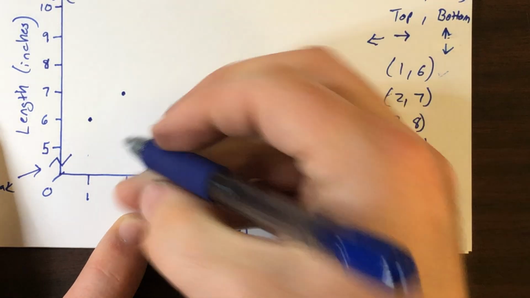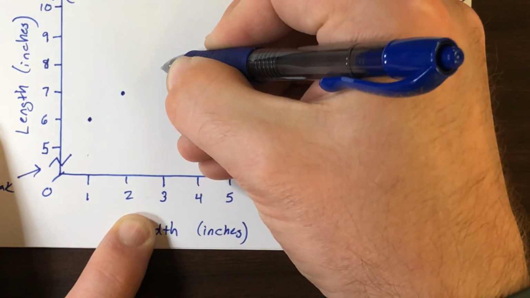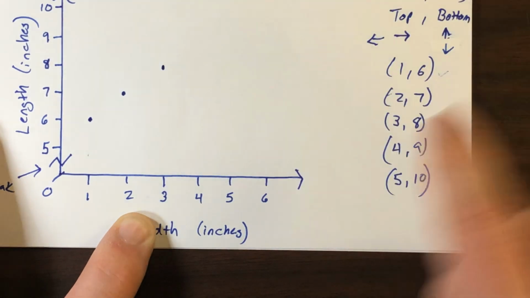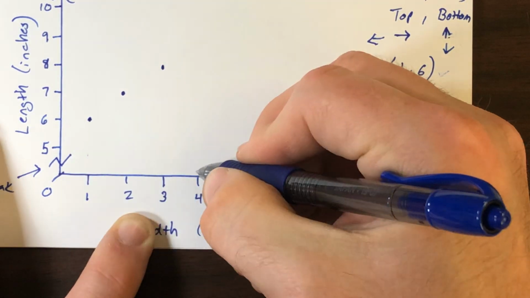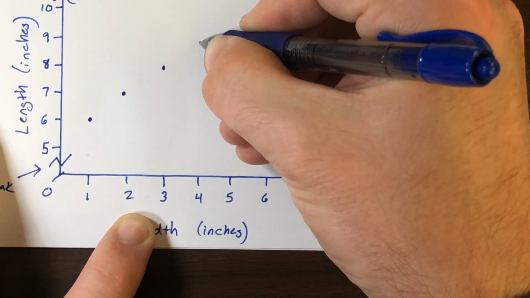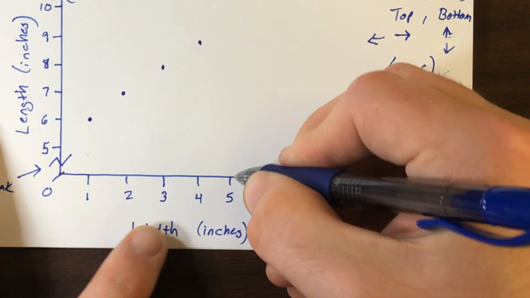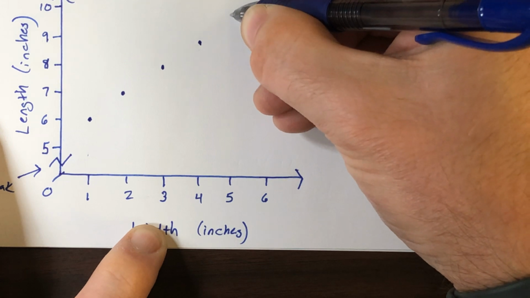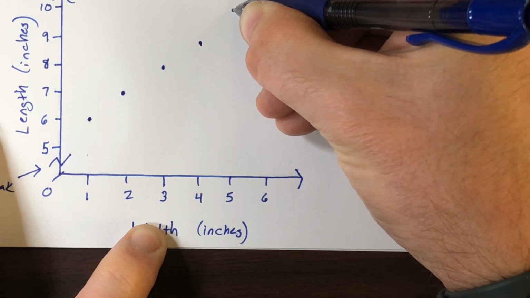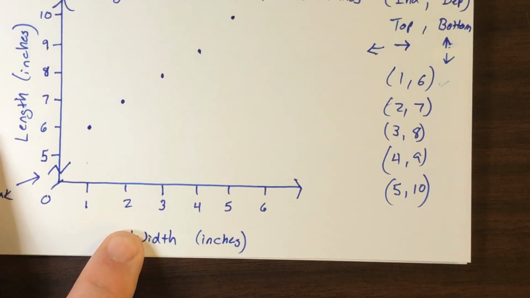Next, 3, 8, so right to 3, up to 8. Next, 4, 9, so right to 4, up to 9. And last one, 5, 10, so right to 5, up to 10. Now, this is not going to be as great as using graph paper.